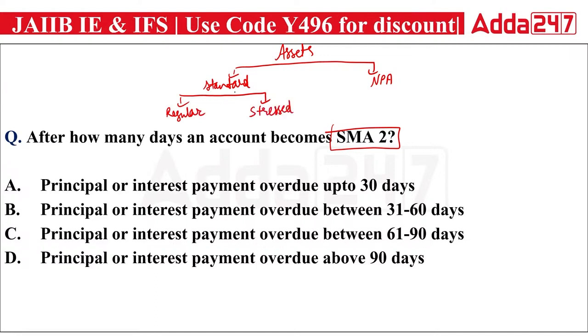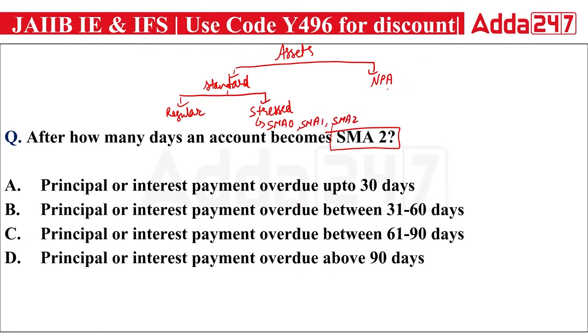As the name suggests, stressed assets are assets which start creating tension or stress for the bank, because here the customer stops paying the loan installment. The stressed asset covers special mention account 0, special mention account 1, and then special mention account 2.